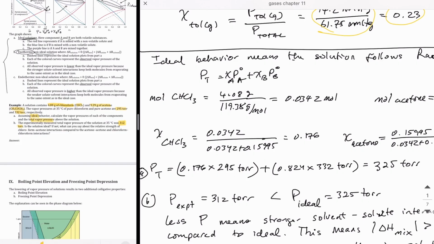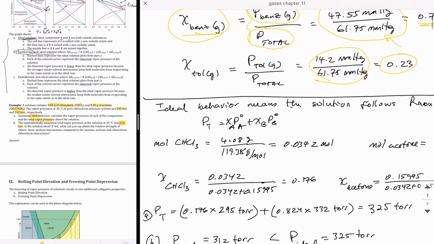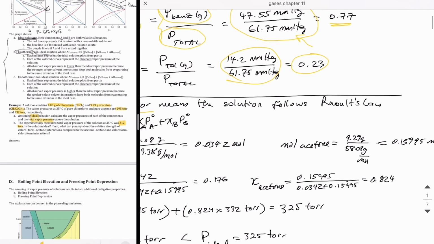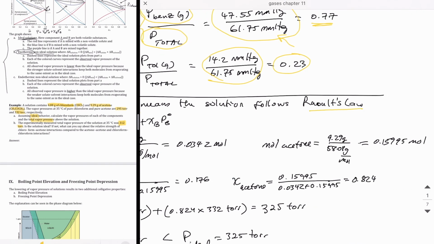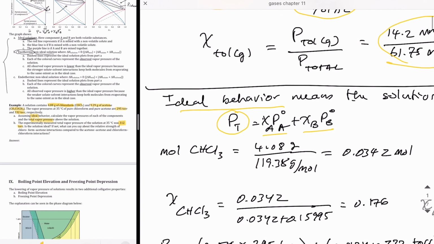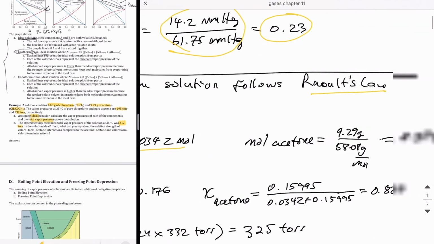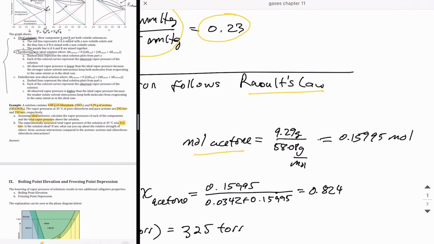All right, so let's take a look again at the right side where we're going to do our calculation. So ideal behavior, as I said earlier, just means that your solution calculations will follow Raoult's law, because that's where Raoult's law applies, right? So Raoult's law, of course, says that the total pressure can be calculated by taking the mole fraction of A times the vapor pressure of pure A plus the mole fraction of B times the vapor pressure of pure B. So I'm going to need to calculate mole fraction, which means I'm going to need number of moles. So here's calculating the number of moles for chloroform, one of the components. And then here I calculated the number of moles of acetone, which is the other component.